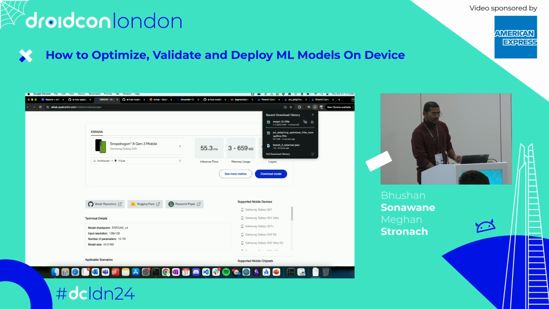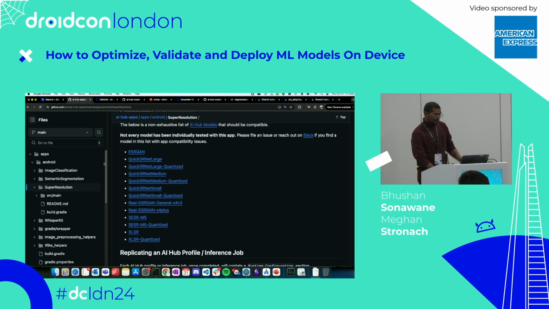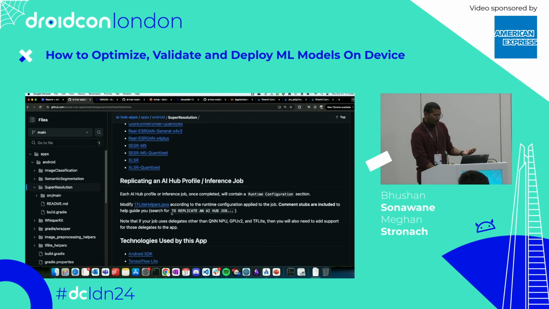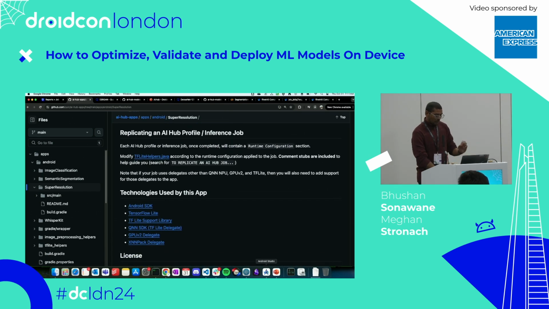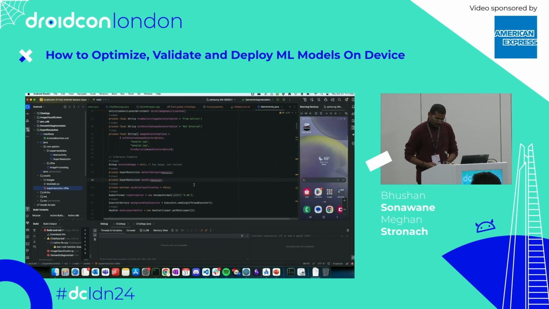In the interest of time, I have already downloaded the model. The next step, let's just go back to the README and follow through. Once we have downloaded the model, all we need is to open the project in Android Studio, which I have already done. You just need to put the asset in the assets directory here. For example, here's the super resolution.tflite that I just downloaded. And let's try and run it.